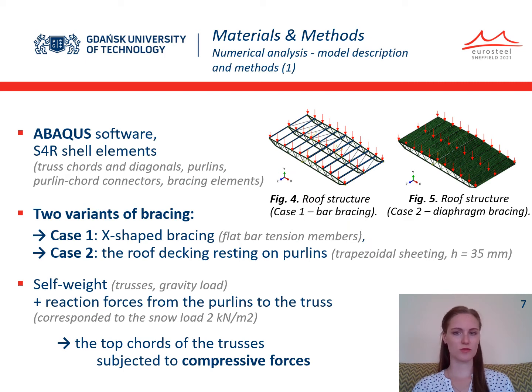Numerical analysis was conducted in Abaqus software. Shell elements were used in order to address structural aspects neglected in the literature-based analytical and numerical calculations. Two variants of bracing were taken into consideration. In case 1, the bar bracing was built from flat bar tension members. In case 2, the roof decking resting on purlins and made of trapezoidal sheeting was considered as bracing.